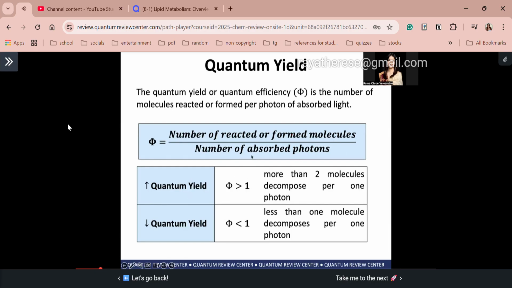If you have a high quantum yield, the quantum yield is greater than 1, meaning the reaction is very efficient. More than 1 molecule decomposes per 1 photon, meaning many molecules will react for each photon absorbed. Then if you have a low quantum yield, the quantum yield or quantum efficiency is less than 1, where less than 1 molecule decomposes per 1 photon.